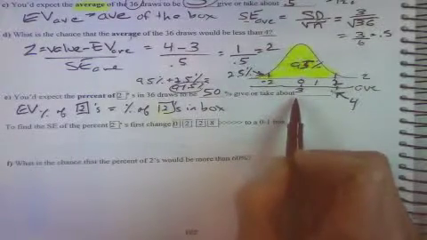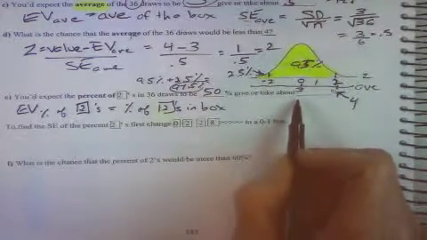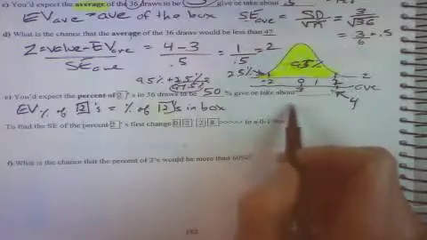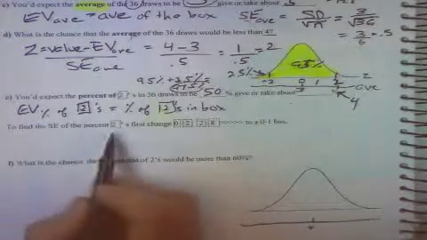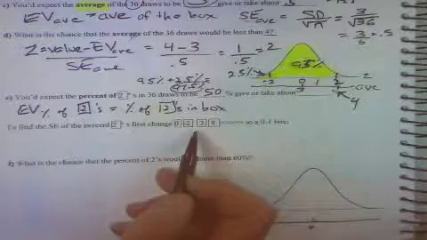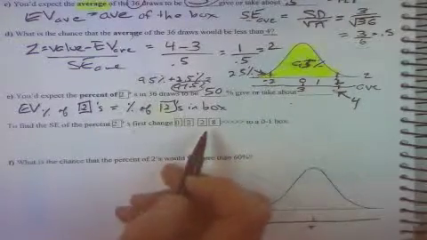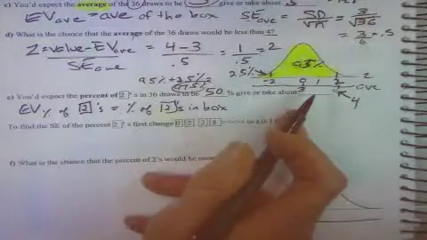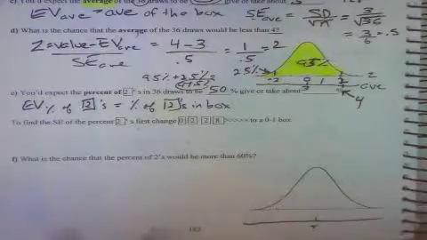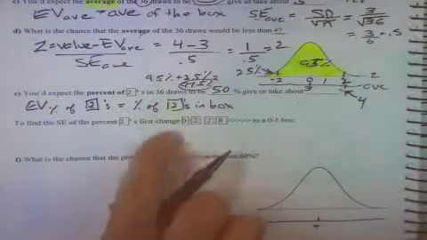This right here is going to be the standard error for the percent. That's what we're going to put in here. To find the standard error of the percent, how are we going to do that? We want to put it in there, the standard error, but how are we going to do it? The percent of 2s in the box.